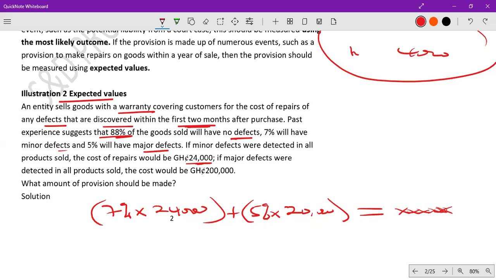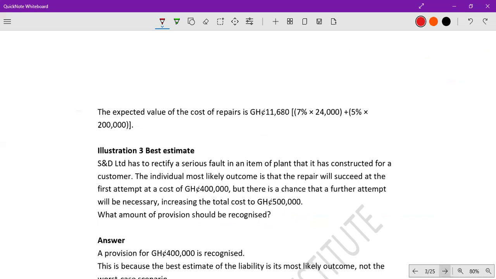Expected value. So what is the answer? Expected value. Okay. So that is the answer on your board.